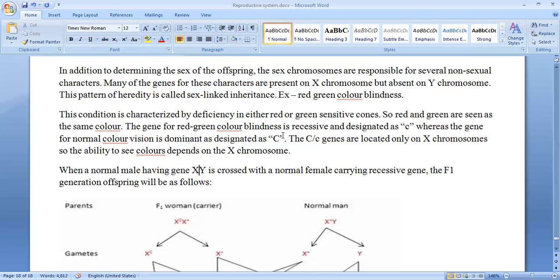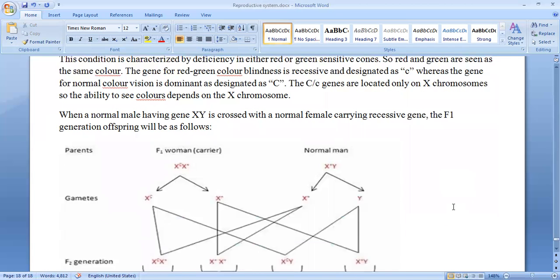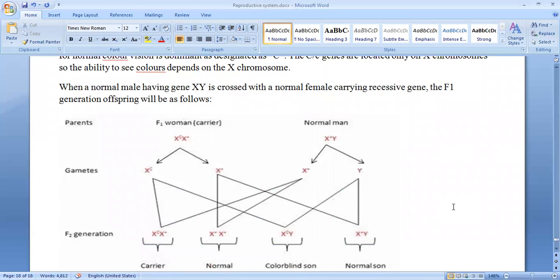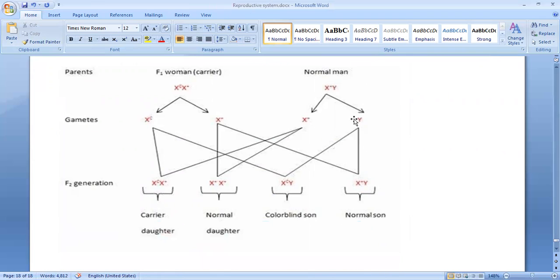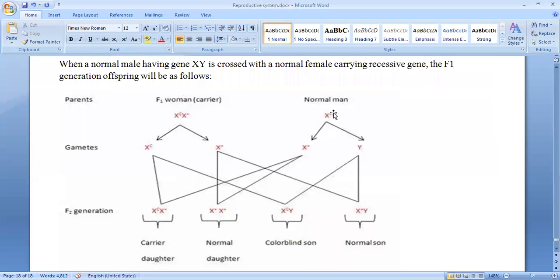So whether a person is able to see the colors or not depends on what kind of X chromosome they are getting from the parent. Here we have shown in this picture one example of a person who is a male and is normal. For that normal man, we are designating his genetic condition as X star Y. The star near the X, that small asterisk mark, indicates that it is a normal X chromosome. There is no gene for color blindness on that chromosome.